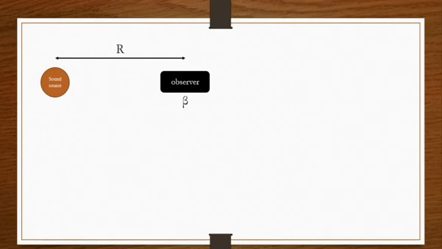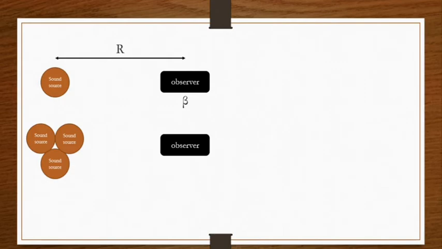Let us assume that there is a sound source and an observer at a certain distance, and he can hear the intensity level of beta decibels. Now, there are n identical sound sources, and the observer at the same distance can hear the intensity level of beta n decibels. The sound intensity level of n identical sources, each of sound intensity level beta, can be derived as follows.